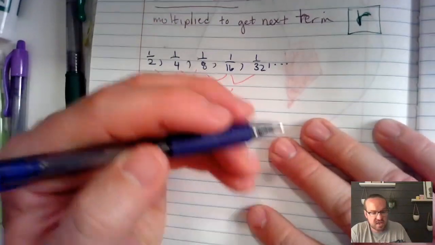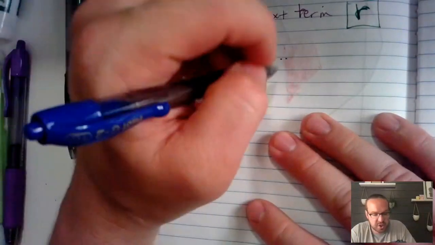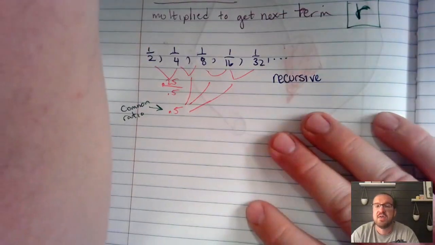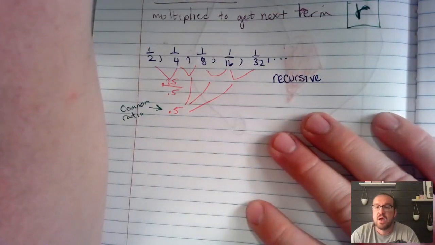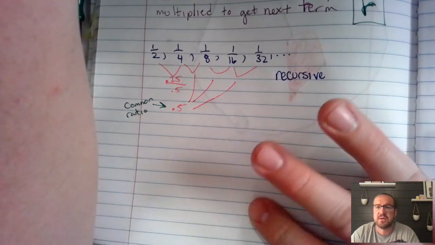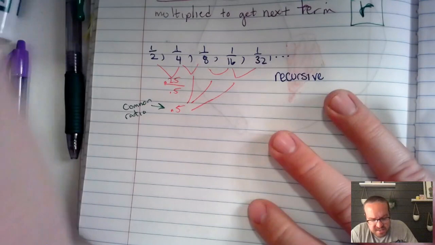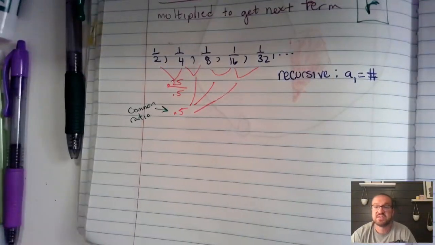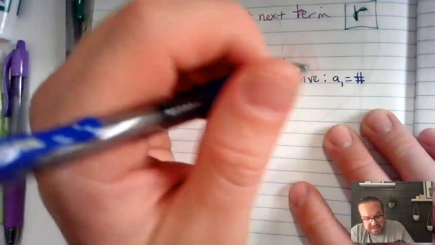Let's do recursive first. Recursive, it's really set up in the same two ways, right? So if you recall how that might work, recursive was always set up into two parts, okay? And so it was always a sub 1 equals that first number, whatever number that was. The second part is going to look a little bit different than arithmetic, but it's going to be set up the same way, right?